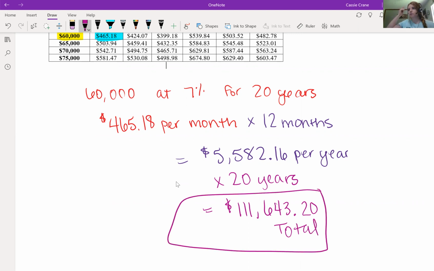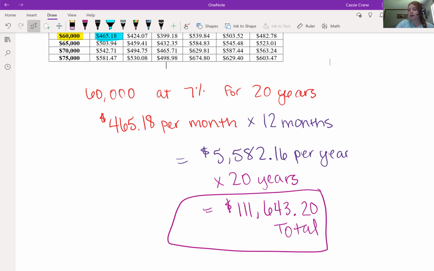Okay, so I just multiplied it by 12 months to find how much he paid per year, and then times 20 to find out how much he pays for 20 years. Okay, so we start with the chart, find the monthly payment, and then start multiplying by our units to find the total amount paid. And then the last part of the question says, what's the cost of the mortgage?